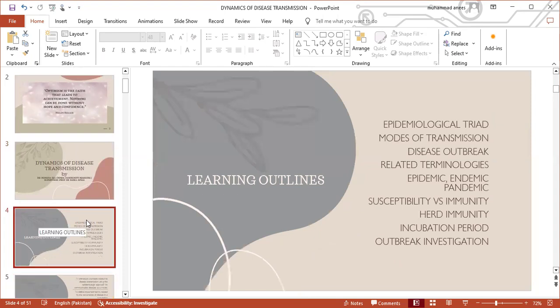Learning outlines will be epidemiological triad, modes of transmission, disease outbreak, related terminologies: epidemic, endemic, pandemic, susceptibility versus immunity, herd immunity, incubation period, outbreak investigation.